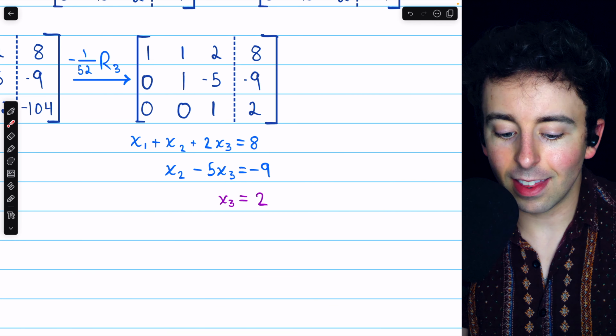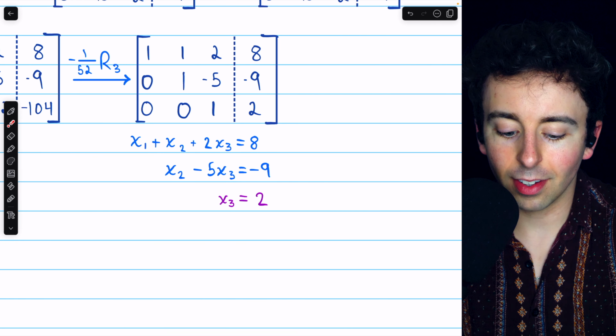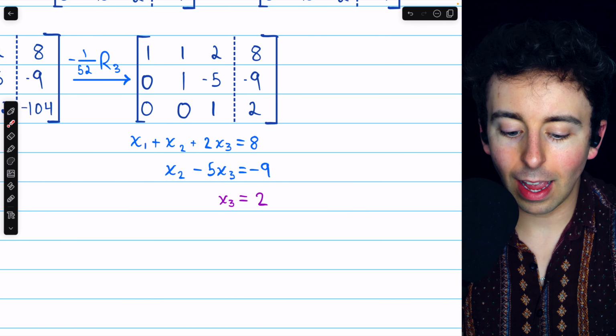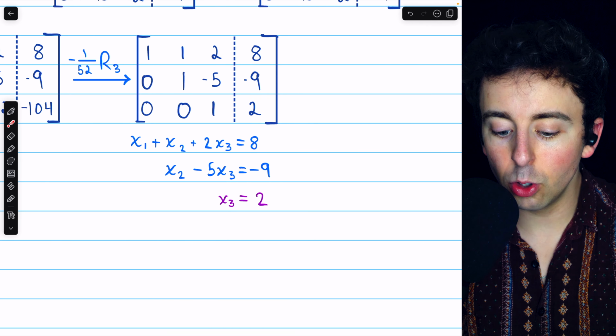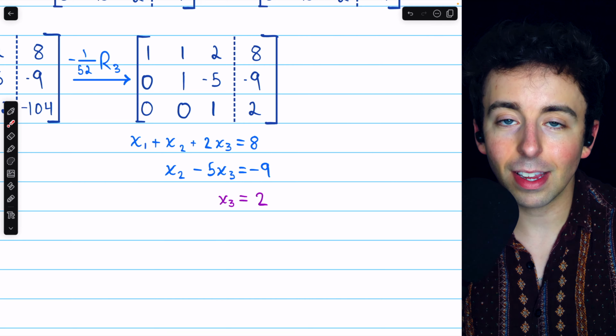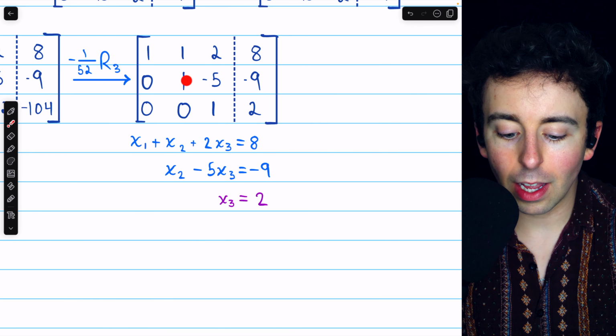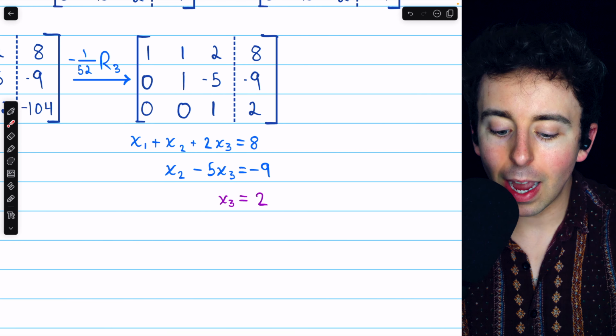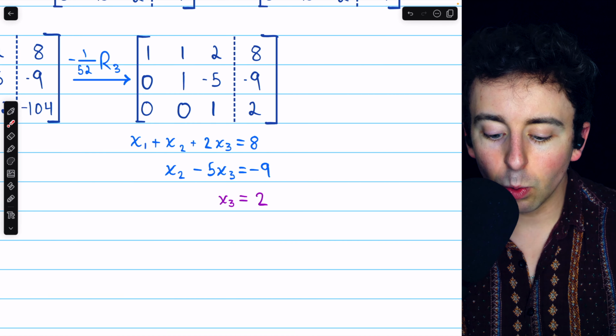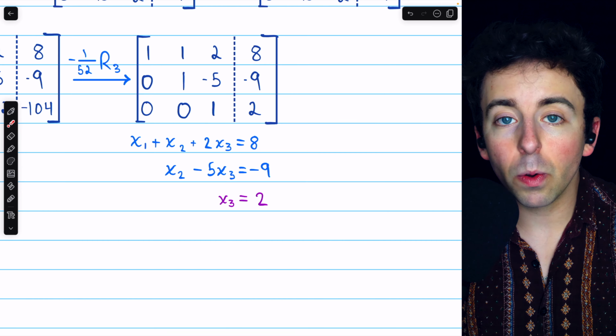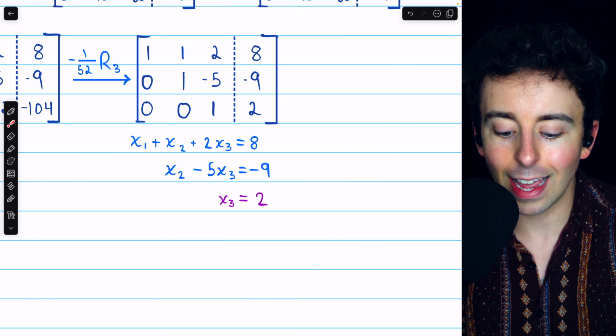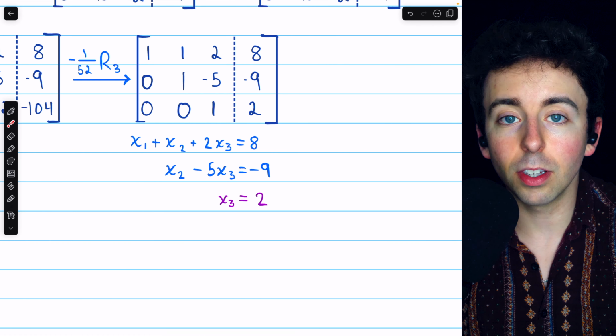And that looks like this. Row 1 tells us that x1 plus x2 plus 2x3 equals 8. Row 2 tells us that 1x2 minus 5x3 equals negative 9. And row 3 tells us plainly that x3 is equal to 2.